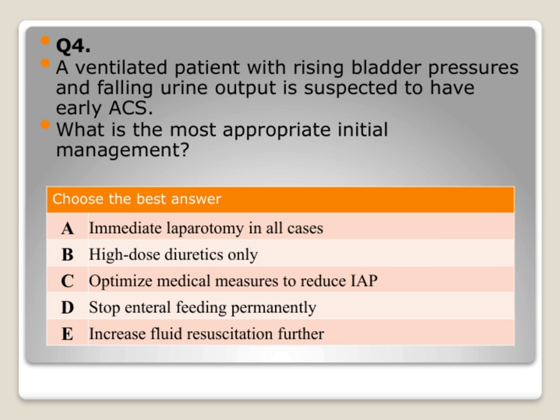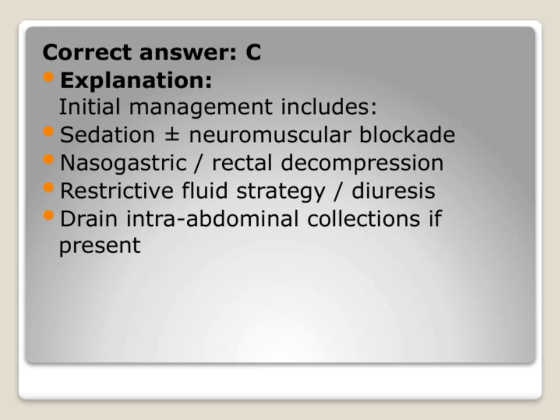In summary, for a patient suspected of early ACS, the best initial step is to optimize medical measures to reduce intra-abdominal pressure, rather than immediately resorting to surgery or other more aggressive interventions. The correct answer here is C.